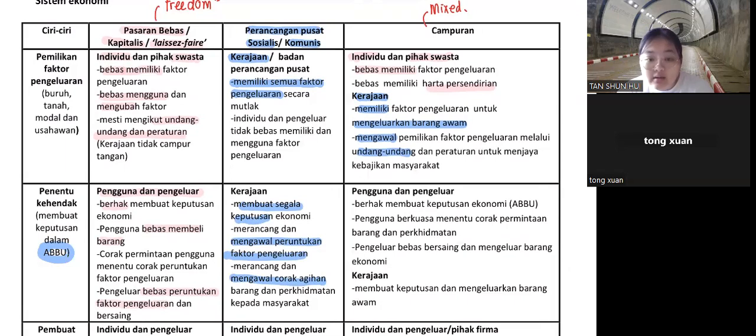Now, in campuran, half-half lo. Right, campuran. We as pengguna and pengeluar, we membuat keputusan. Okay, kan ya? We berkuasa menentu permintaan. Pengeluar bebas mengeluarkan. Kerajaan in this situation membuat keputusan untuk barang awam. So you will realize in campuran they mention awam, barang awam. So government takes part in barang awam only.